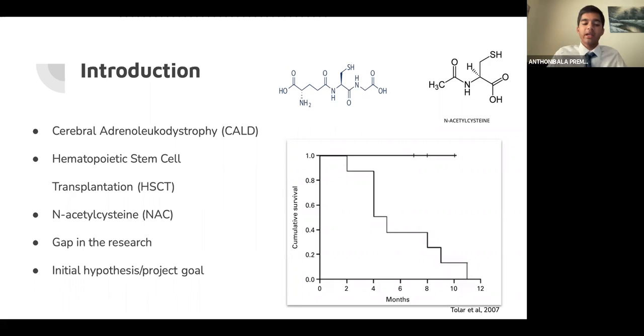Prior research and understanding of NAC, cysteine, and glutathione has led to my initial hypothesis that the infusion of NAC will lead to an increase of cysteine as the body breaks NAC down, which will then lead to an increase in glutathione, as cysteine is a direct precursor to glutathione synthesis.